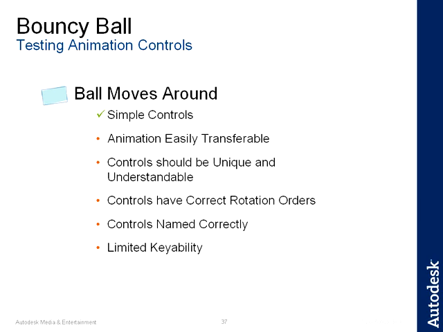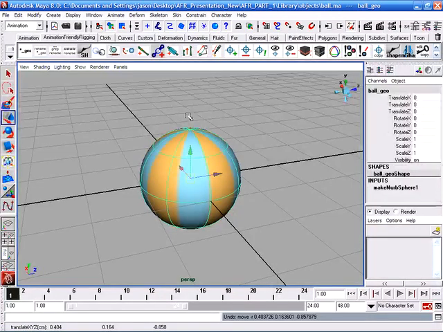Alright, now we must move on to control requirement number 2, which is that the animation is easily transferable. So what does it mean to say that the animation is easily transferable? Basically what will happen is as you're rigging and as you're developing rigs, the modeling department will still be creating models while you're working on your rigs. So at some point you will have to update your rig with the latest models.